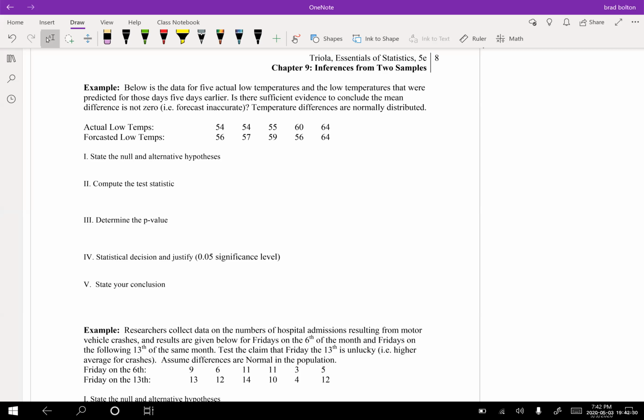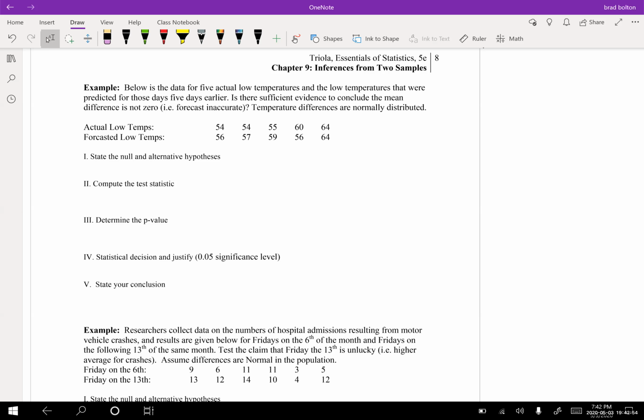So below is the data. So let's look at this. It says below is the data for 5 actual low temperatures and the low temperatures that were predicted for those 5 days earlier. Is there sufficient evidence to conclude the mean difference is not 0, meaning that the forecast is off? Because if the mean difference is close to 0, then doesn't that mean whatever he forecasted is kind of what turned out to happen?